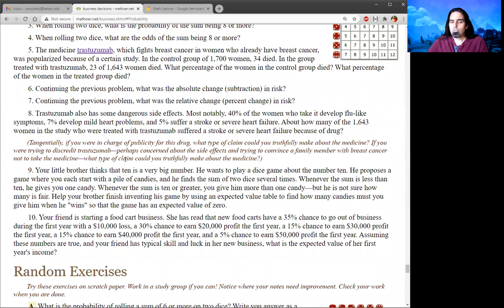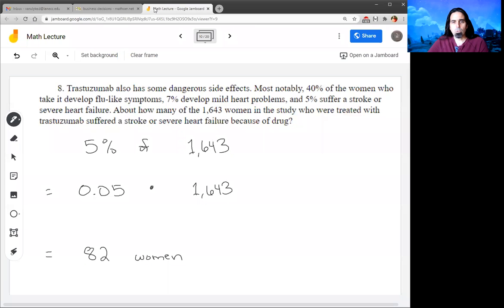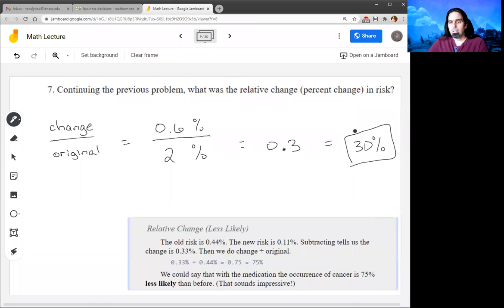So if you were in charge of publicity for this drug, what type of claim could you truthfully make? You could look at this and say, it's a 30% decrease in risk. And again, the relative change is assuming that you were destined to get this cancer. Then 30% is a big help. Of course, some risk of side effect is worth it.